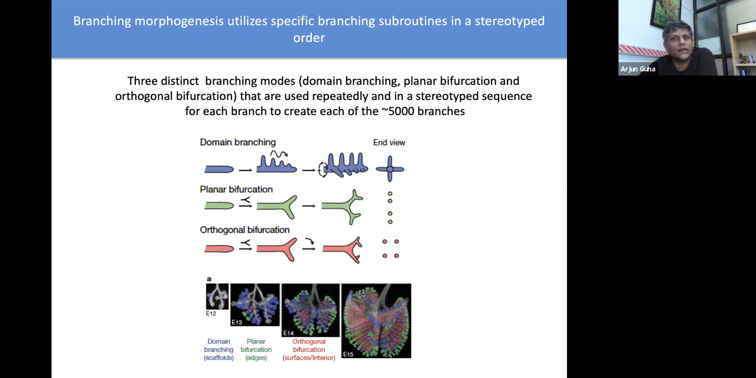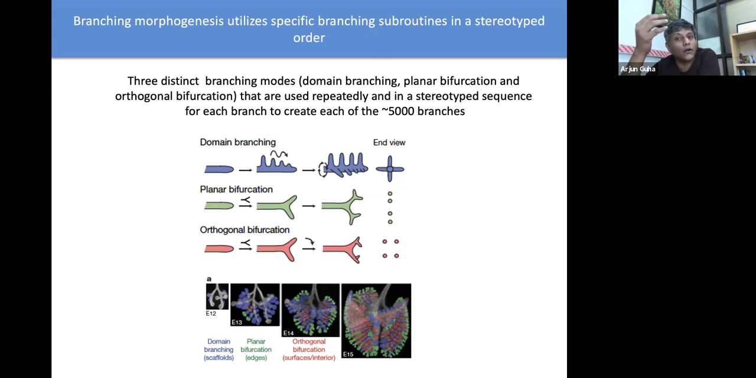And finally, the question I think which will also pop up in your mind when you start thinking about how intricately this program is laid out is, are there mistakes? Does the lung make mistakes in the process of branching? And the answer to that question is it does. When you look at this diagram, for example, you'll see that there is a spatiotemporal sequence. So a particular branch will first undergo domain branching for one generation, maybe two, maybe three generations, and then the branches will switch from domain branching to planar bifurcation or orthogonal bifurcation.